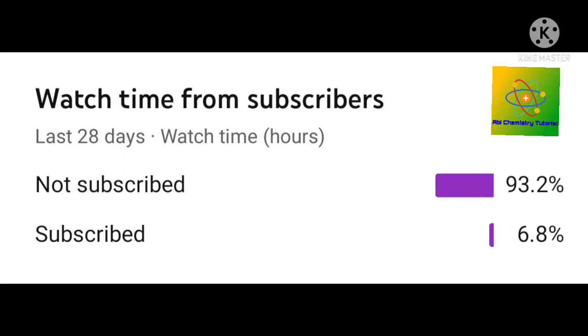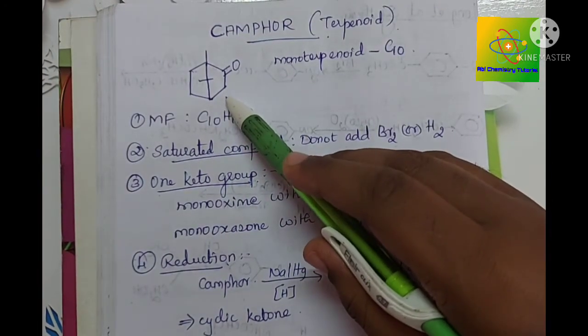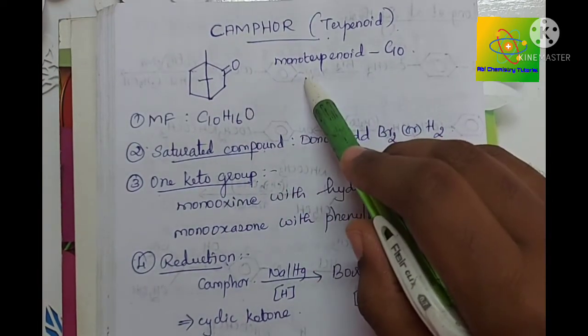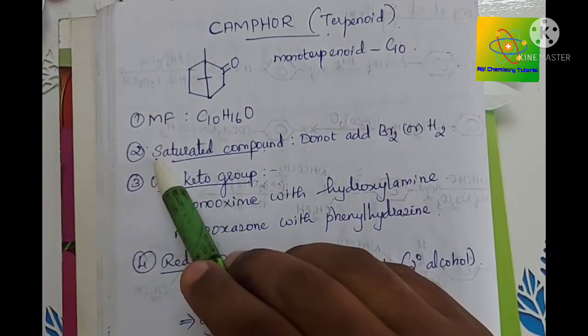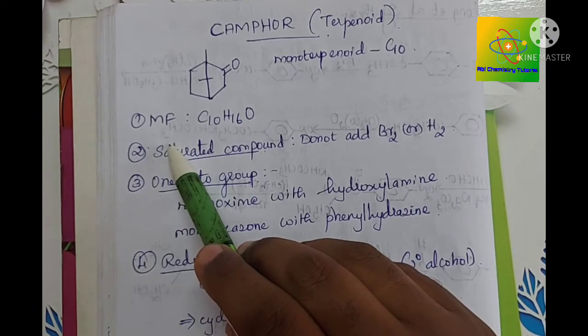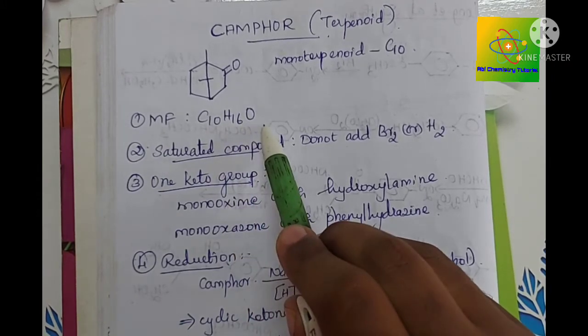Now let's get started. Here you can see the structure of camphor, and it is a monoterpenoid since it has 10 carbons. The molecular formula is determined from elemental analysis and molecular weight determination as C10H16O.